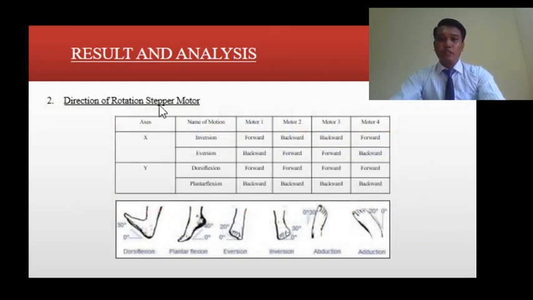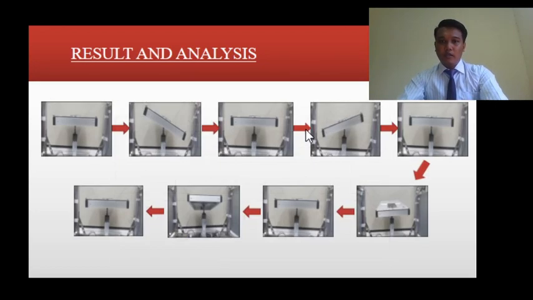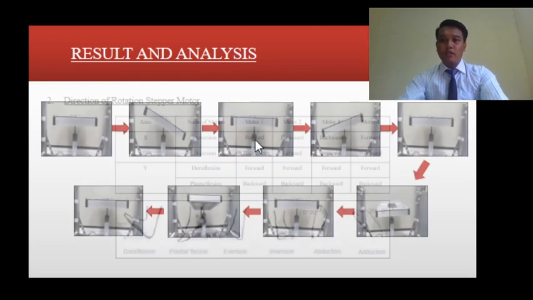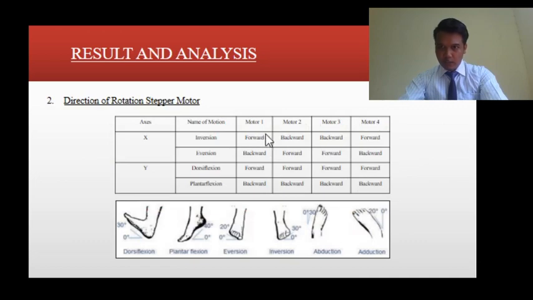Then the direction of rotation of the stepper motor. Okay, this is a table showing two axes, which are the X axis and the Y axis. Each axis has two names, two motions. And then there are motor 1, motor 2, motor 3, and motor 4. These motors move forward and backward to make a rotation or a motion for the full platform. And then this is a result analysis for the full platform based on the motors running forward and backward.